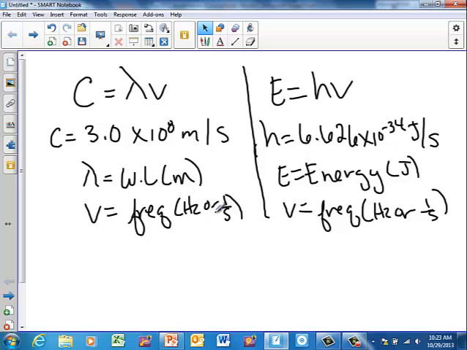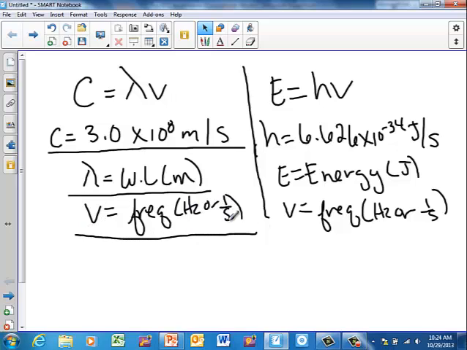And up at the top of the half sheet, you'll notice that there are two equations and there is some given information. The first equation mathematically looks at frequency and wavelength. So you have c, which is the speed of light, which I've already given you down here, 3.0 times 10 to the 8th meters per second. Lambda is going to be wavelength measured in meters. V is frequency, which is hertz or 1 over s. And this equation demonstrates the inverse relationship between these two numbers.